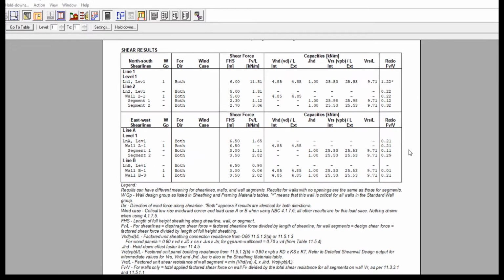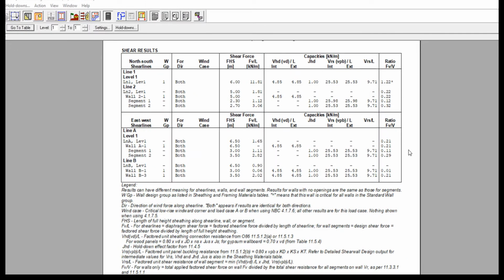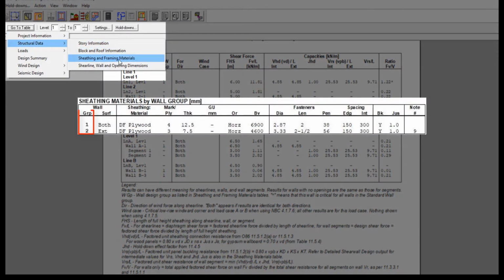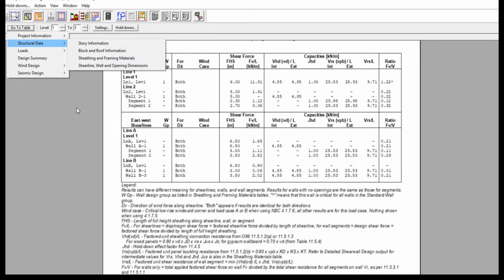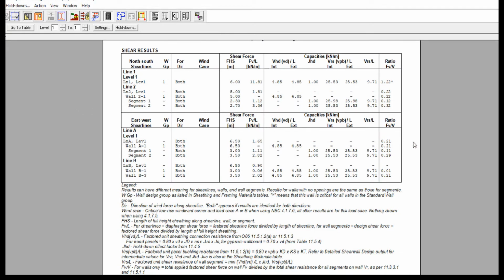Beside the name of the wall or shear line is the wall group as listed in the sheathing and framing material tables. We talked about these tables before in video 5.1 entitled Project Information and Structural Data. Coordinating the wall groups shown here with the different walls on the shear lines is important. It allows you to determine which wall group works for this particular load condition.